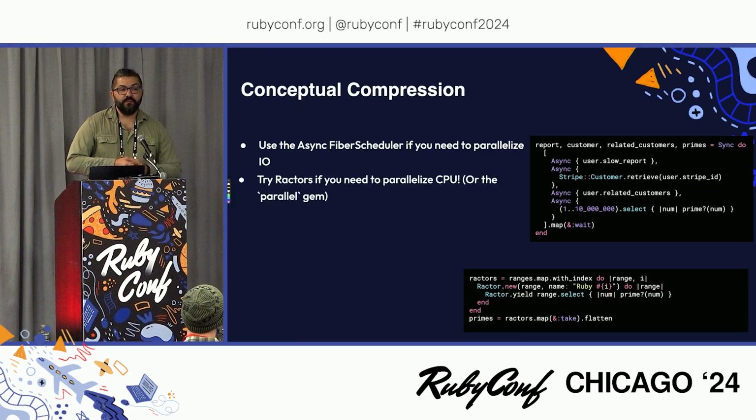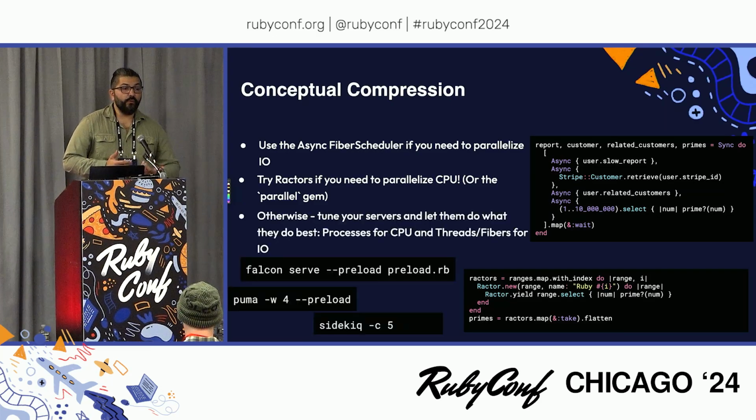If you're trying to parallelize something, I would encourage you to use Reactors. There are people out there using Reactors for parallelizing CPU operations within their code. There's also a gem called Parallel, which will run processes for you or threads, but it can also experimentally run Reactors for you, so you could use that as an abstraction. And then otherwise tune your servers and let them do what they do best. So processes for CPU and threads and fibers for I/O, and tune them based on your server settings.